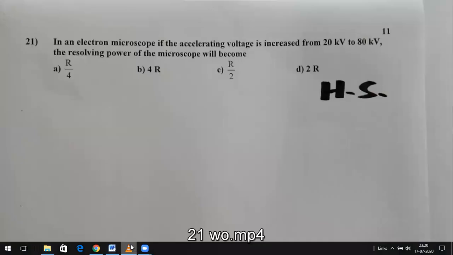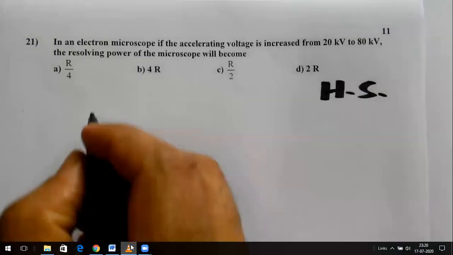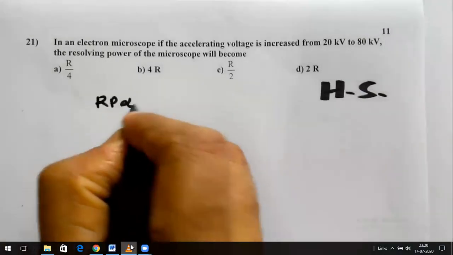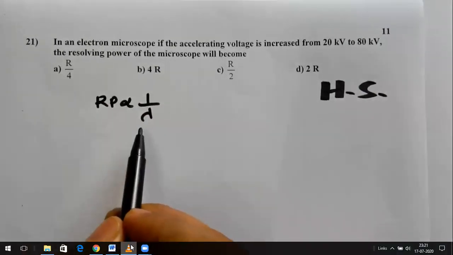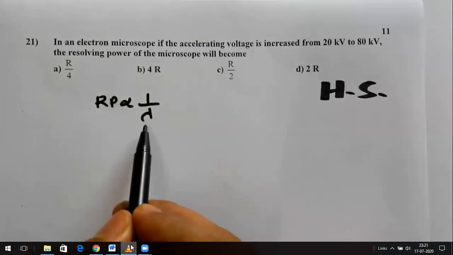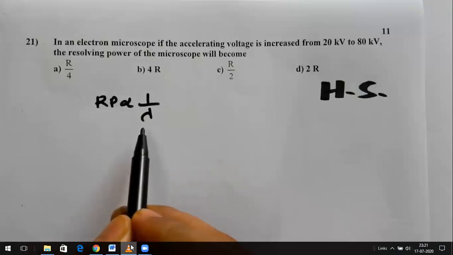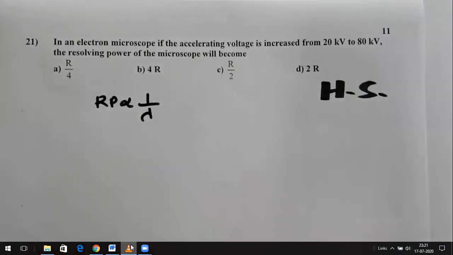In an electron microscope, if the accelerating voltage is increased from 20 kilovolt to 80 kilovolt, the resolving power of the microscope will become. Now, resolving power of a microscope is always inversely proportional to the wavelength. That is one of the methods followed in increasing the resolving power. Decrease the wavelength and increase the resolving power. That's why we have arrived at electron microscopes.